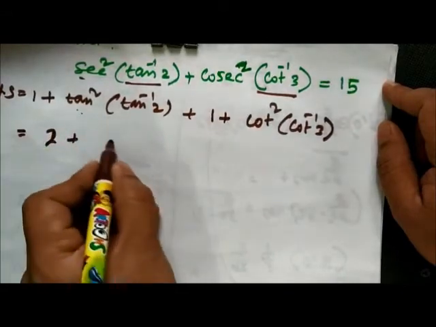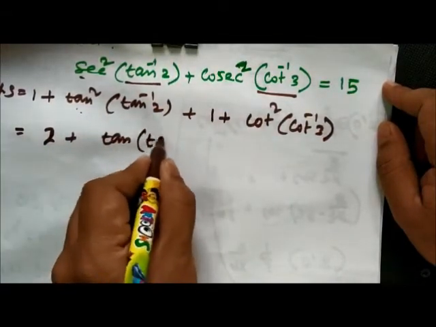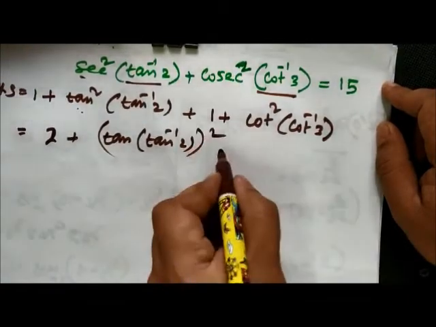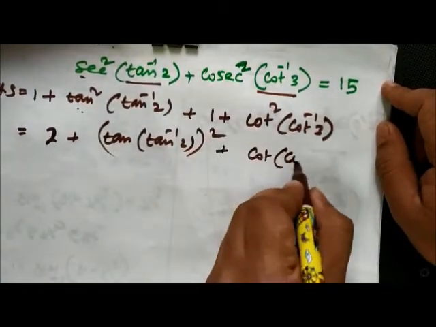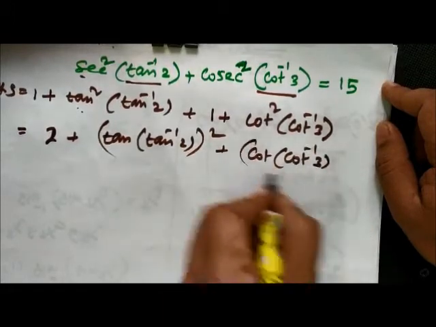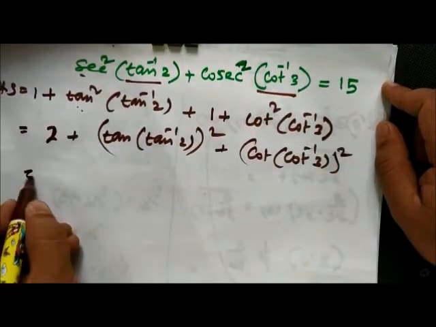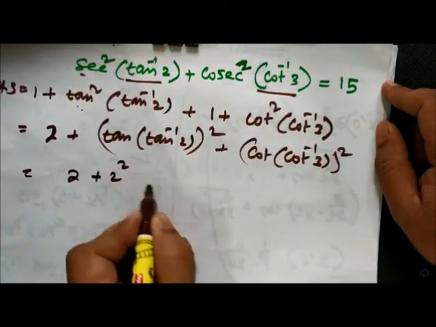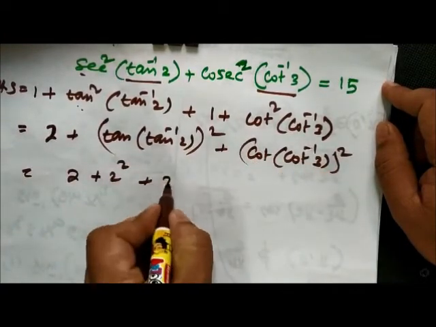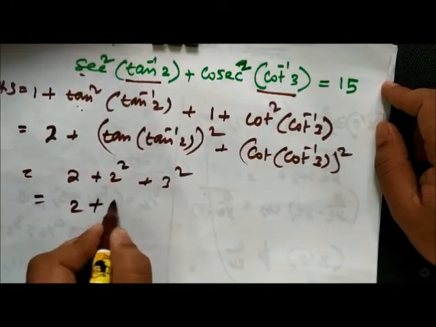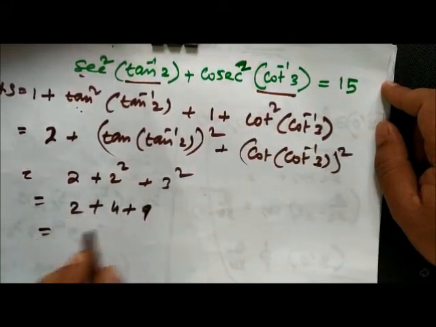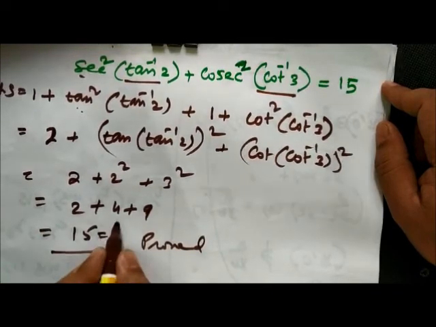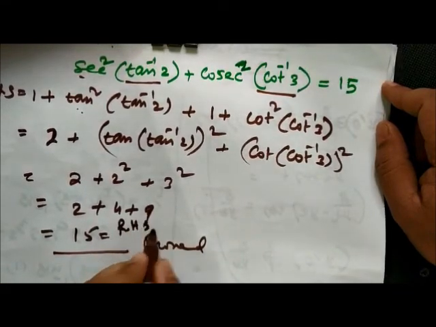And now, can I write like this? Because this is the whole square. Plus cot of cot inverse 3 whole square. So, tan of tan inverse of 2 will give you 2 square. Cot of cot inverse of 3 will give you 3 square. 2 plus 4 plus 9. This is 6 plus 9, 15. Proved. Which is your right hand side. Hence proof.